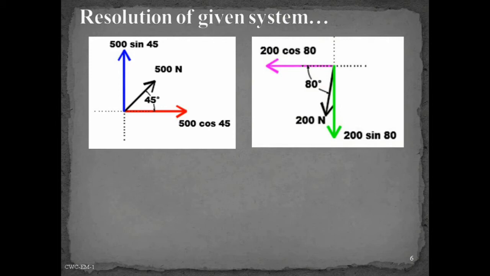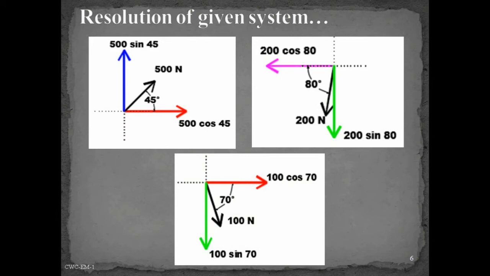The next force is 200 Newton inclined at an angle of 80 degree to the horizontal, but it is in the third quadrant. The magnitude of the horizontal component will be 200 cos 80 and the vertical component is 200 sin 80. Since the force is in the third quadrant, the horizontal component will be towards left and the vertical component will be downwards. Since we have considered the directions in the first quadrant as positive, these both will be negative. That's why I have marked them with different colors.